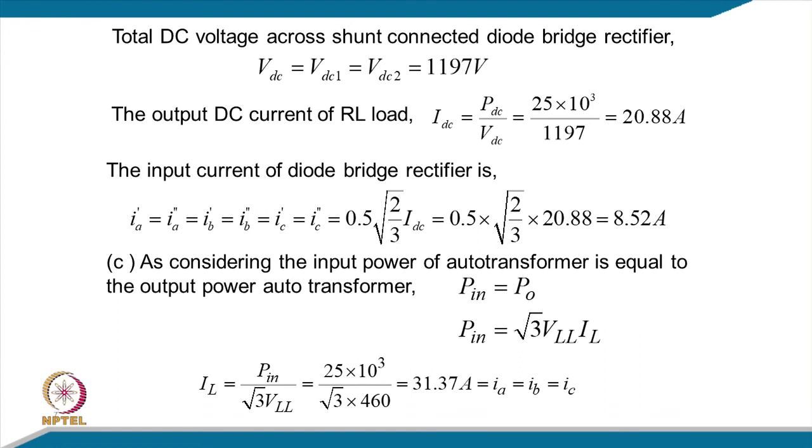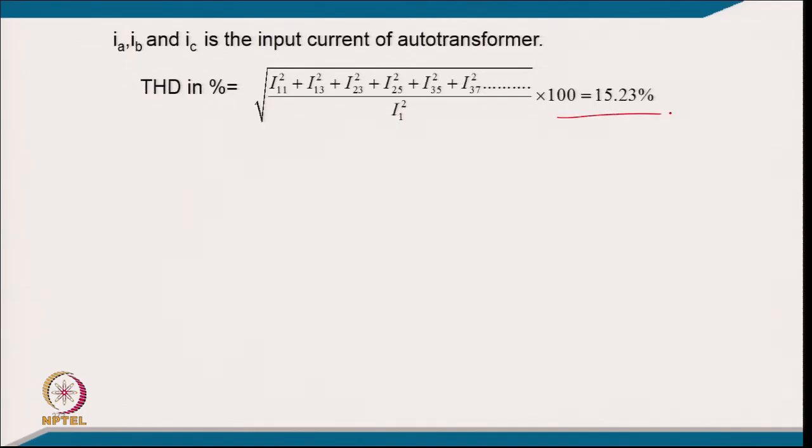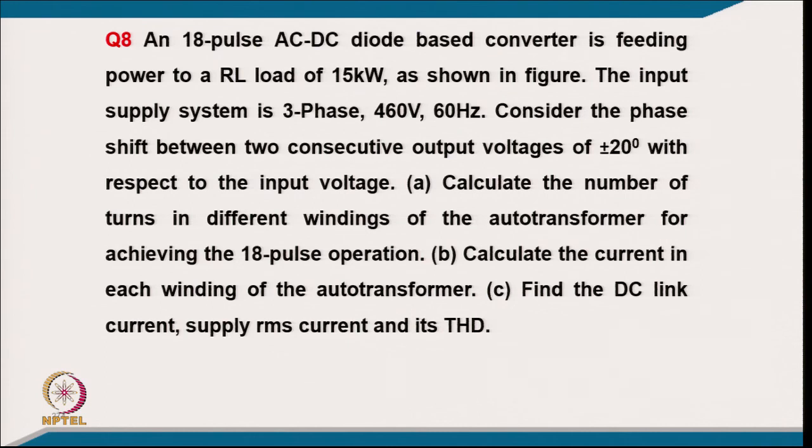And these are the numerical calculations, that you have a DC link voltage 1197 volt, and you have a DC link current once you know the power. And then you can have all winding currents corresponding to different diode bridge rectifiers, and considering the power equal, you can find out the line current on the primary side. Then you can find out the RMS current is known to you, and you can find out the fundamental current. So, you get 15.23% THD.